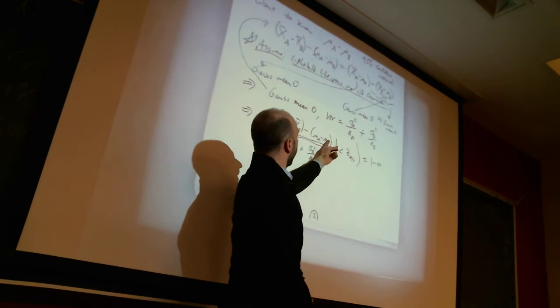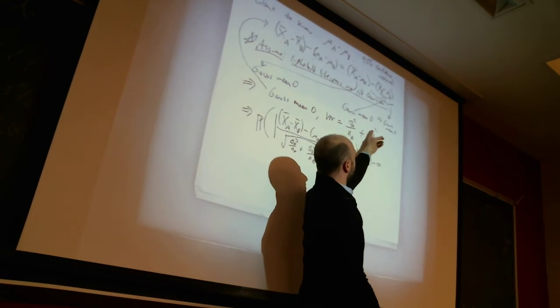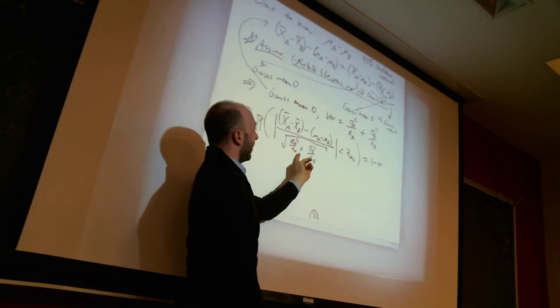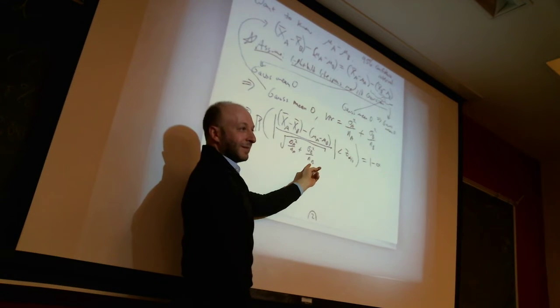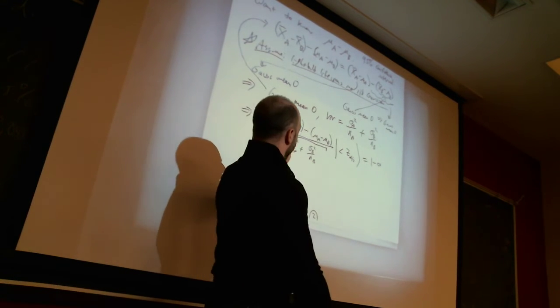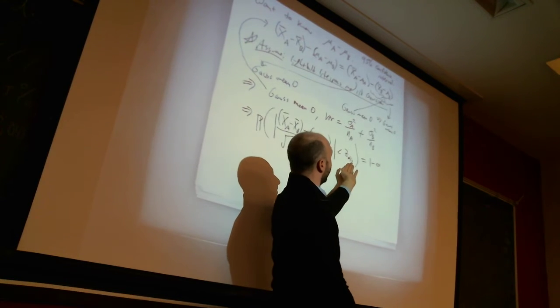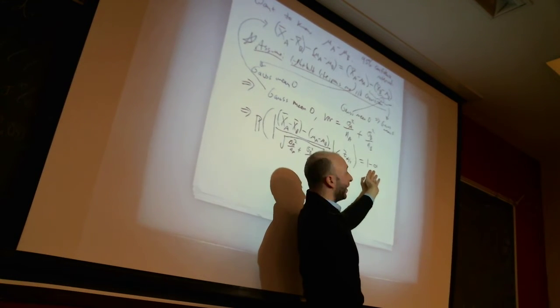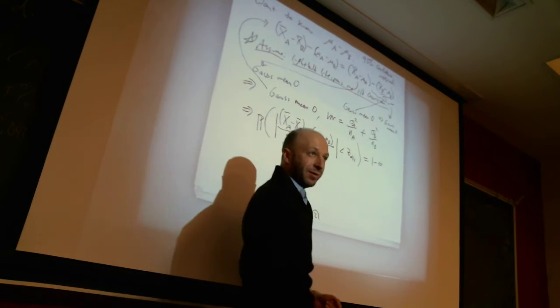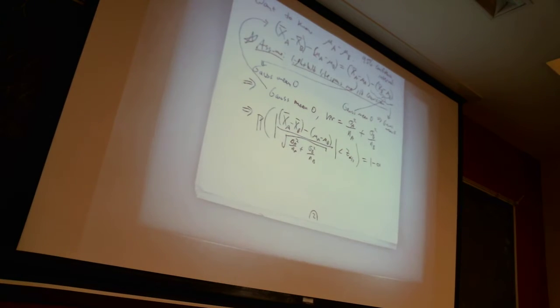I took this thing, it had mean 0 already. This was its variance. I divide by the square root of the variance. And that's a Gaussian normal, which means the probability of it lying in some interval is 1 minus alpha if I make that interval z alpha over 2. Same as before. Does that make sense? Any questions? Okay.